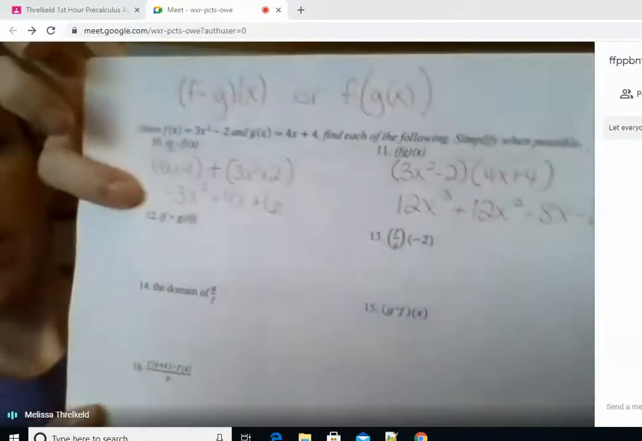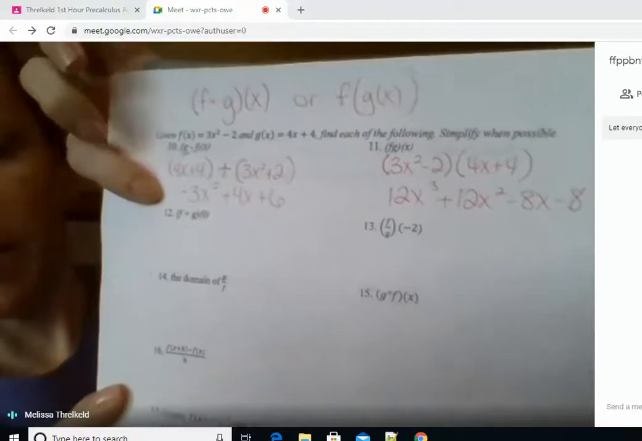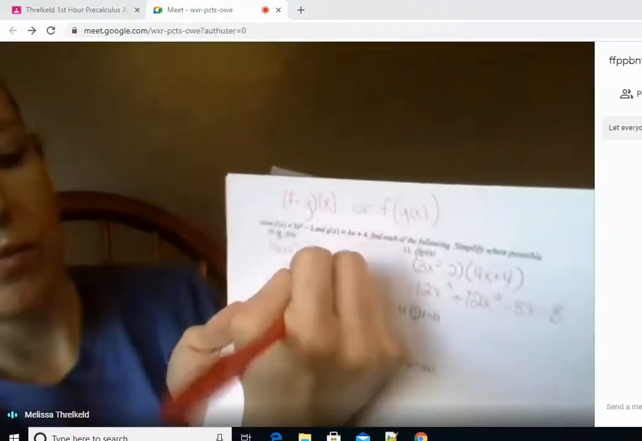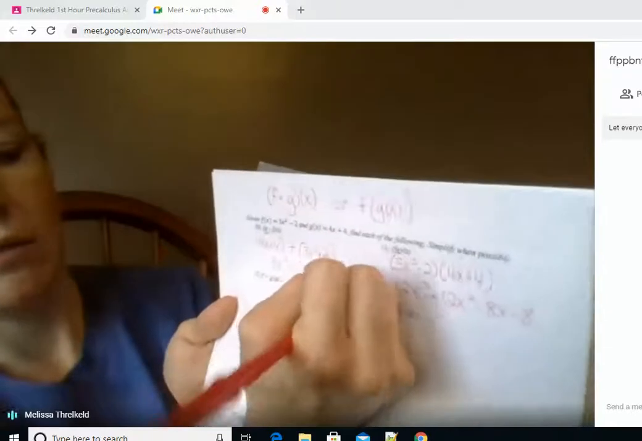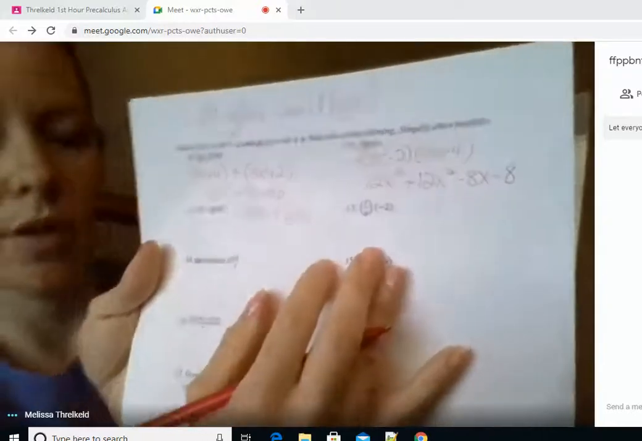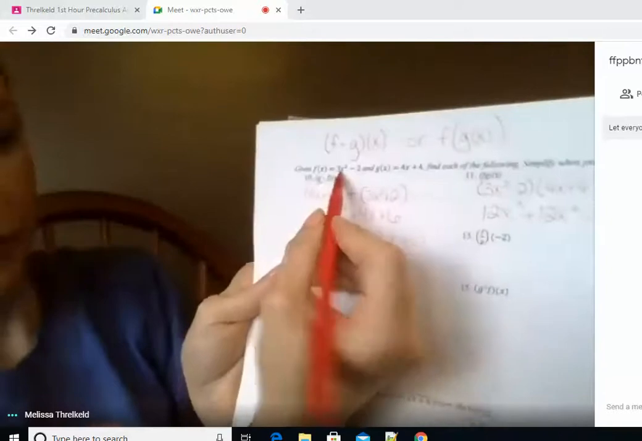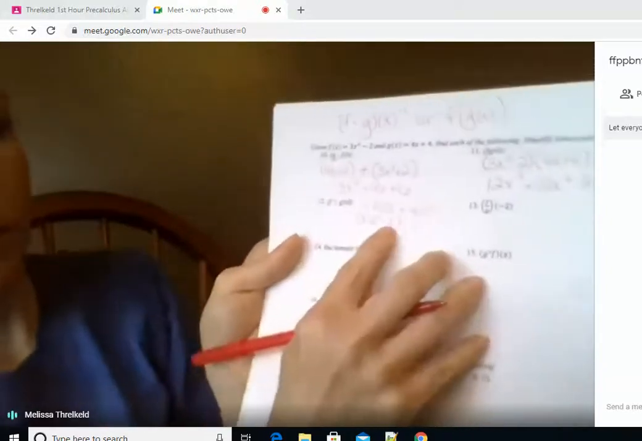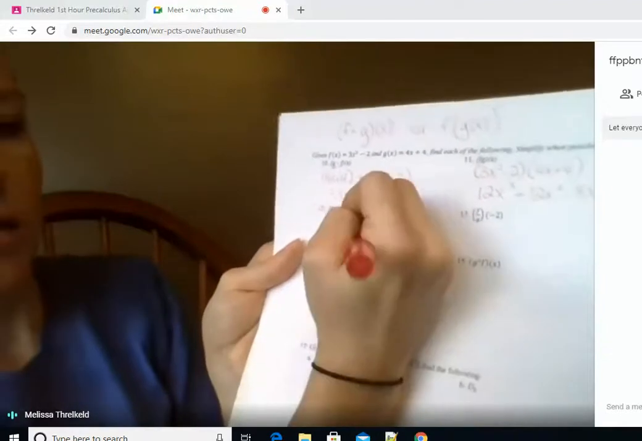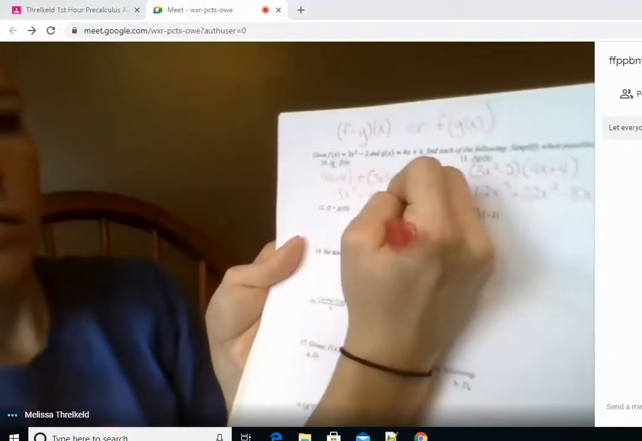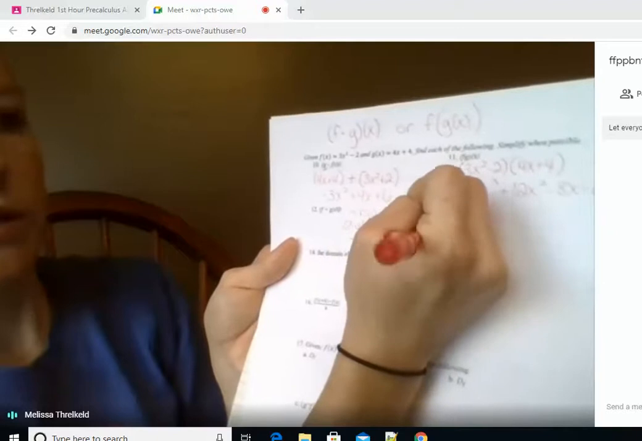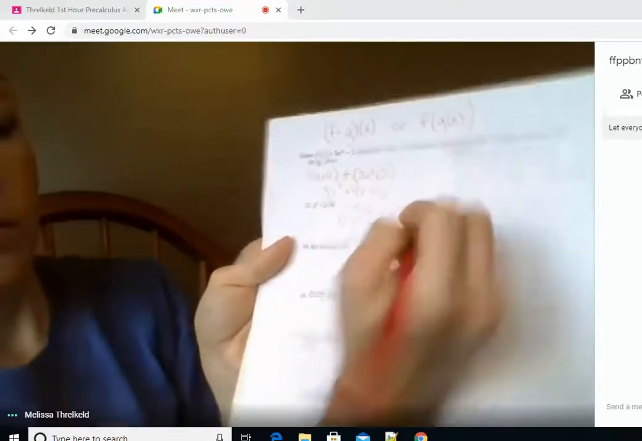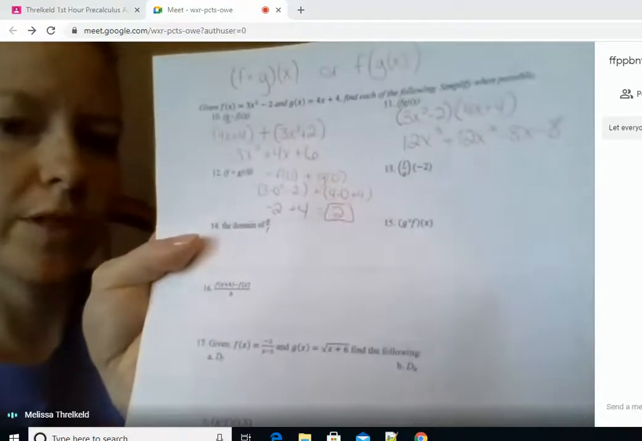Okay, number 12 is f plus g of 0. So since I gave you a number, you're going to plug that into each of them. We have to put a 0 into f, a 0 into g, and then add them. So f of 0, if you did that, 0 squared is 0, times 3 is 0, minus 2 is negative 2. Put a 0 into g, 4 times 0 is 0, plus 4 is 4. So negative 2 plus 4 is 2.